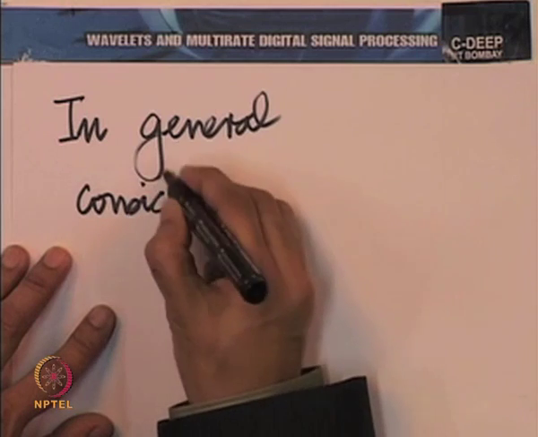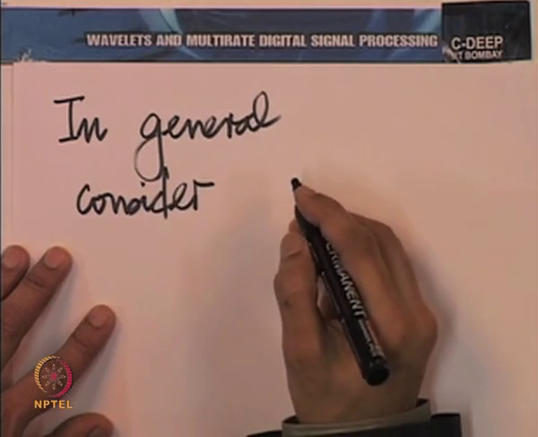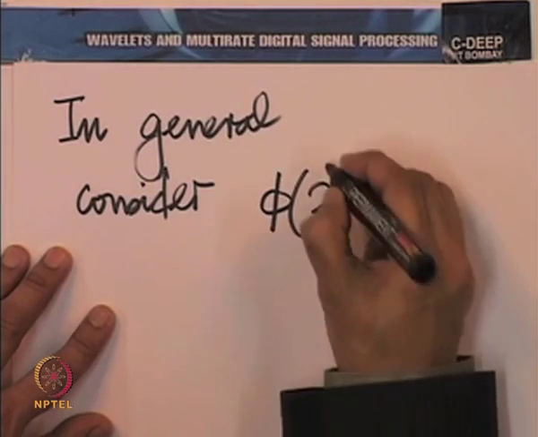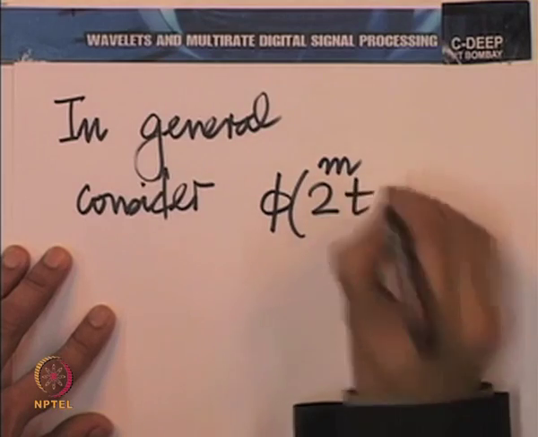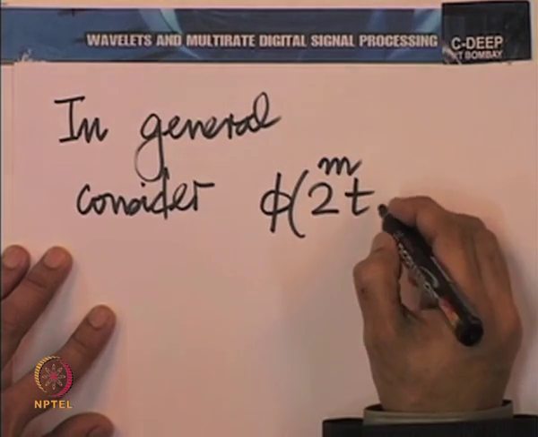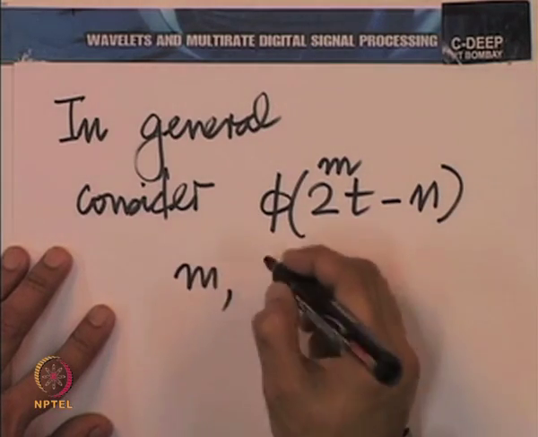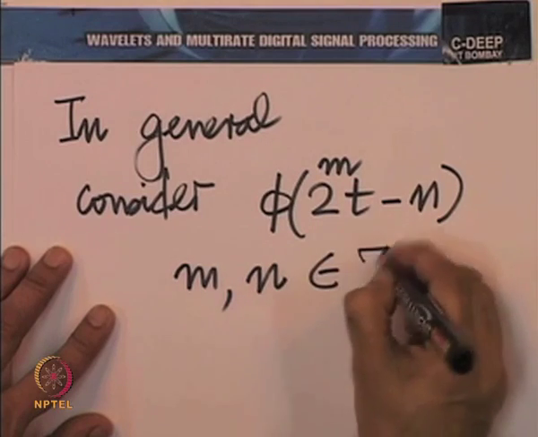We are talking about dyadic dilates and translates. So, let us consider phi of 2 raised to the power of m t minus n, for m and n belonging to the set of integers.